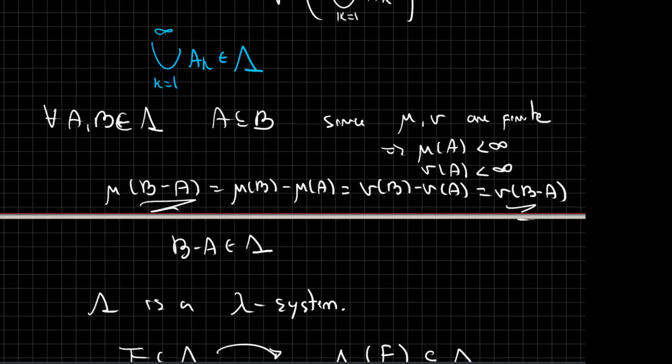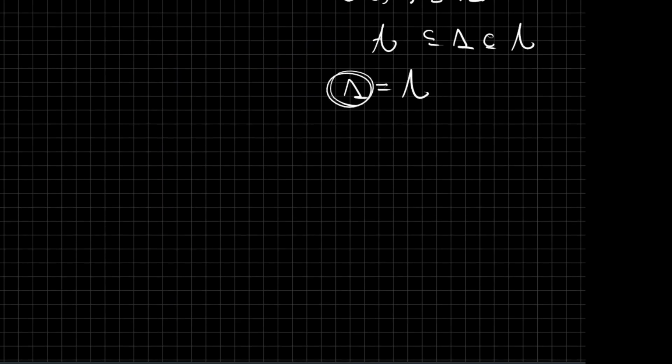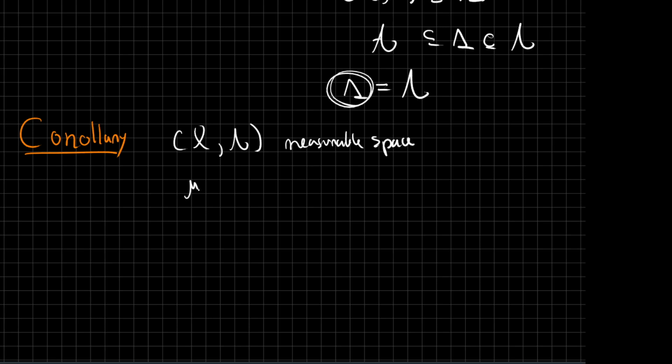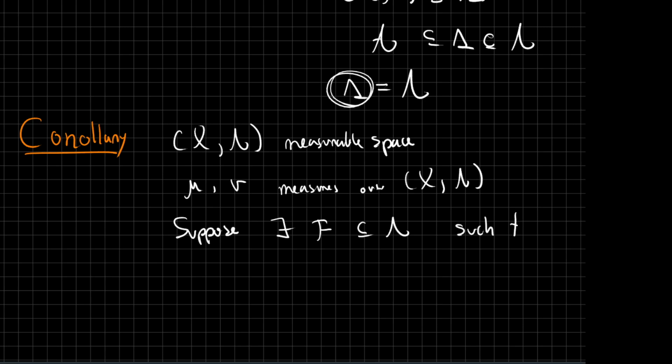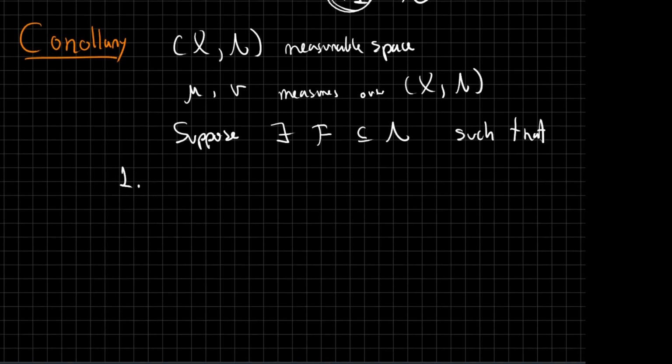Now we continue with another corollary, and this will be the final corollary. So the previous was a corollary, but it was a really important result, and so is the following. So let's say we have a measurable space, and we have two measures over this measurable space, and suppose that there exists a family inside this sigma algebra such that it meets three conditions.